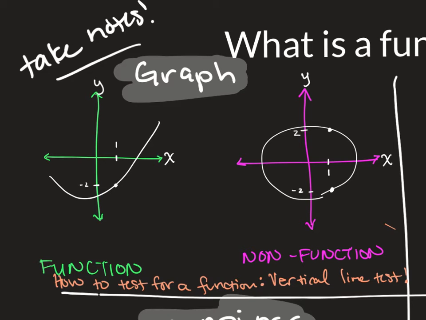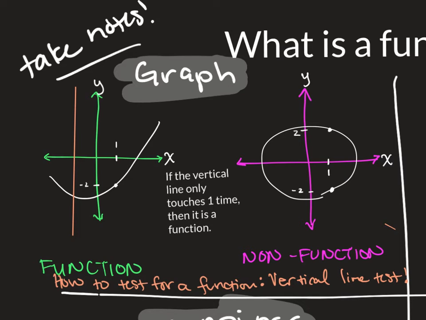So let's get ourselves a vertical line. Here's my vertical line. Using the vertical line test, here's what we do. Starting on the left side of the graph, move your line all the way across the graph. And if your line only touches the function at one single point, so like right here, that's where it's touching the function. If I move it back here, now it's only touching the function right there. If it only touches one time, then it's a function. So here's our rule. If the vertical line only touches one time, then it is a function. So let's try that over here. Maybe right here, it's working.